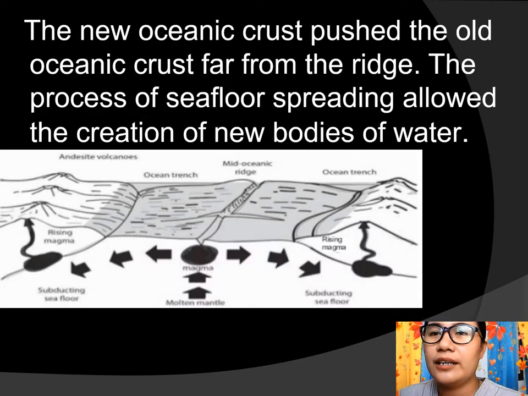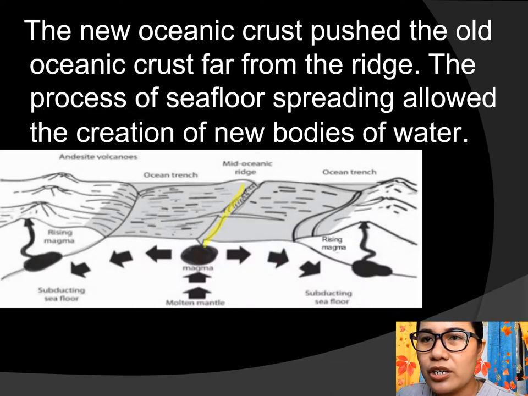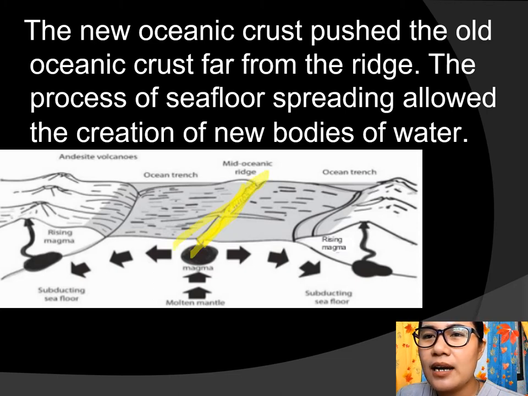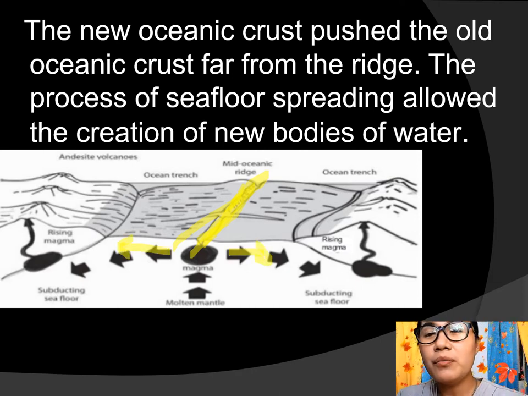Here, if this is the mid-ocean ridge, magma comes out. It rises up because of the process of convection. As it rises up, it is deposited. Then it moves sideways on both sides, to the left and to the right. What pushes it? New magma again.